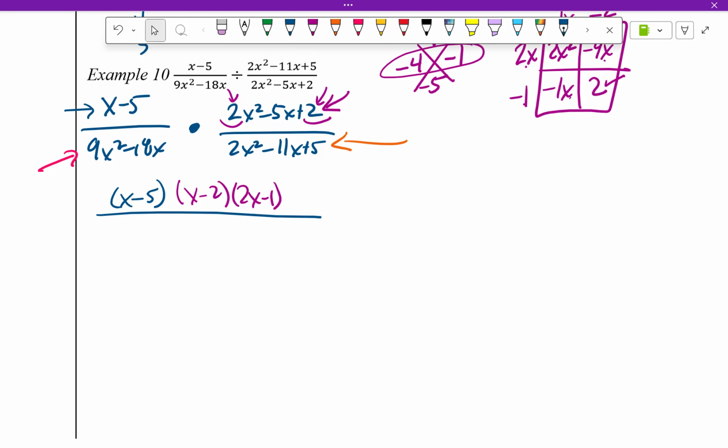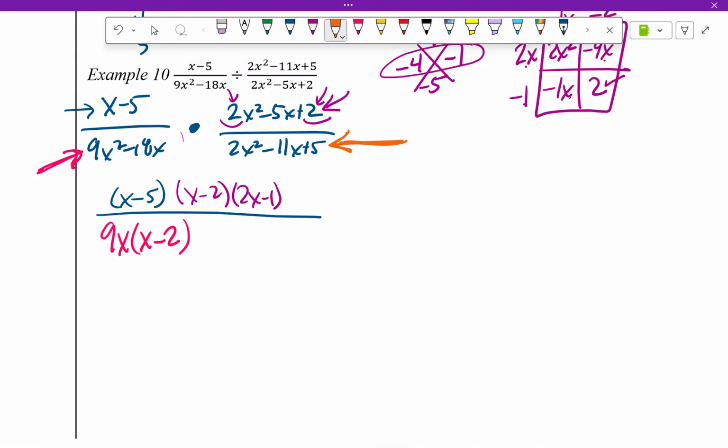All right, so looking at this denominator right here, what type of factoring did we need to do? GCF, good. What's my GCF? 9x, what's left behind? X minus 2. Good. All right.